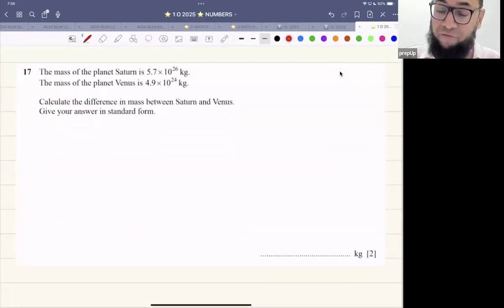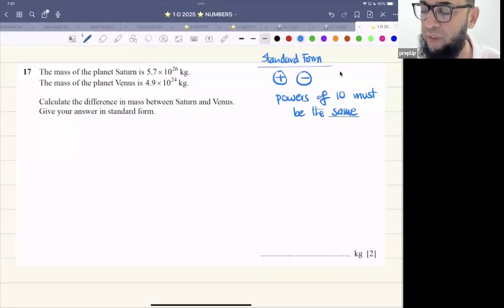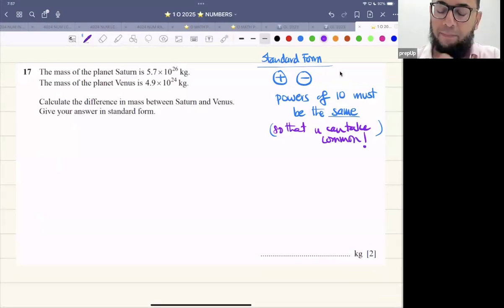Something to do with standard form. Now, when we talk about standard form, in order for addition and subtraction, the powers of 10 must be the same, so that you can take common. All good?